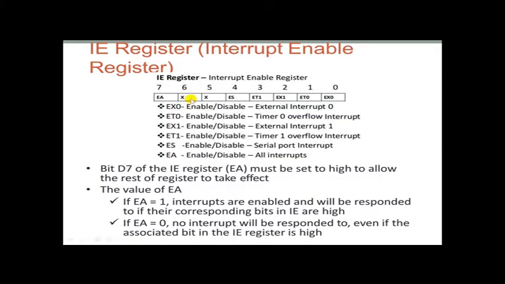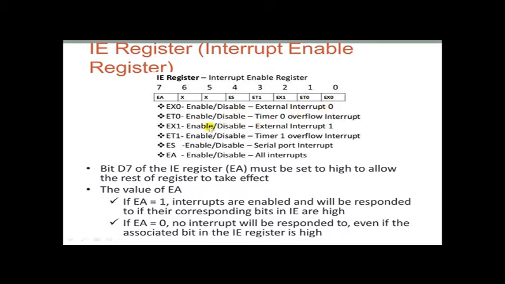So the IE register, that is the interrupt enable register, has 8 bits: EA, X, ET2, ES, ET1, EX1, ET0, and EX0. The two bits marked X we are not going to use. EX0 enables or disables external interrupt 0.